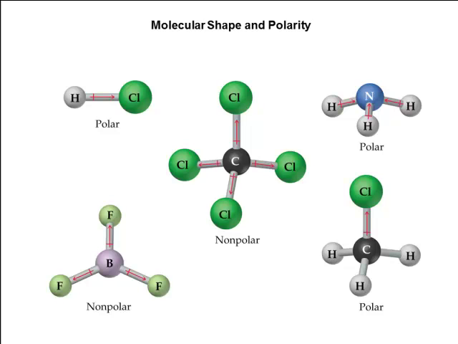With the HCl, it's real simple since it's linear. The more electronegative one, the Cl, would be the negative side, the H would be the positive side. With the NH3, the N would be the negative side, the H's would be the slightly positive side. With the CH3Cl, hydrogens would be the positive, towards the chlorine would be the negative. Those arrows represent the overall dipole moment of the molecule. Not the individual bonds, but the overall dipole moment of the molecule.